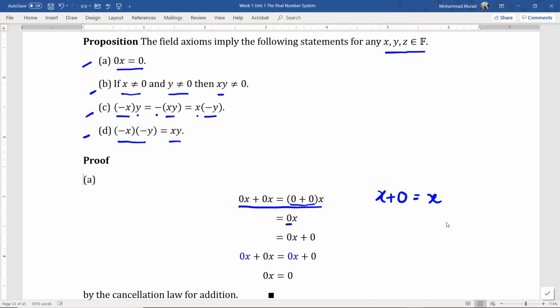And then, since this is a field element, by the axiom M1, any field element can be replaced by the field element plus 0. So we have 0x plus 0x on the left hand side and 0x plus 0 on the right hand side. By the cancellation law for addition we proved earlier, we obtain the statement that 0x equals 0. This is the end of the proof of statement A.